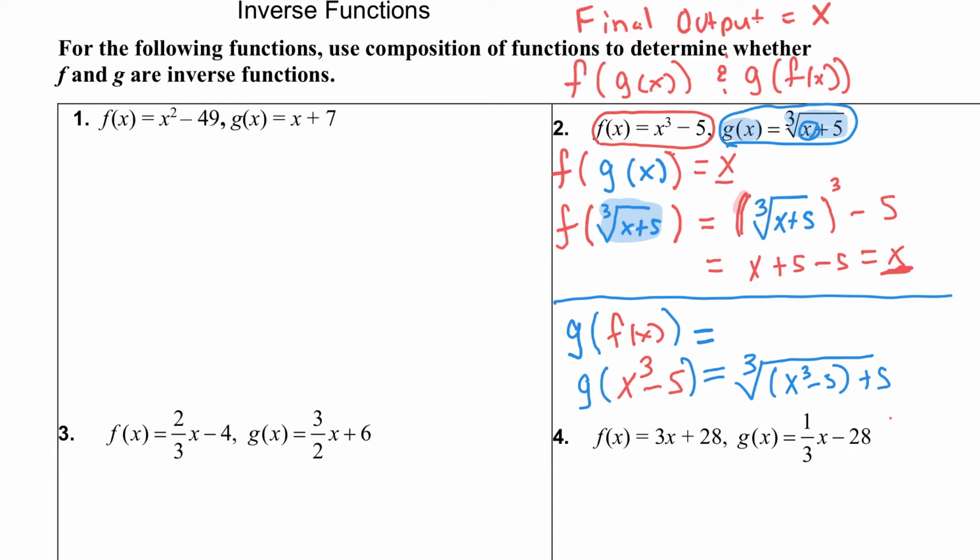The parentheses, you can take off the parentheses and you notice that negative 5 plus 5 is going to be 0. So you have the cube root of x cubed, which comes out to be x. So we know that the final output for both were x. So guess what? These two are inverses of each other.